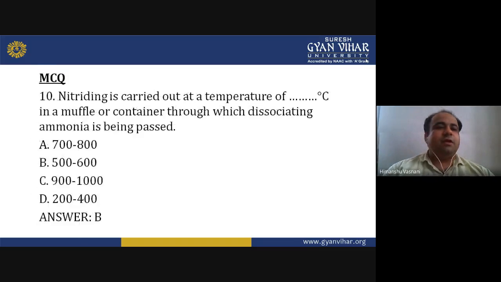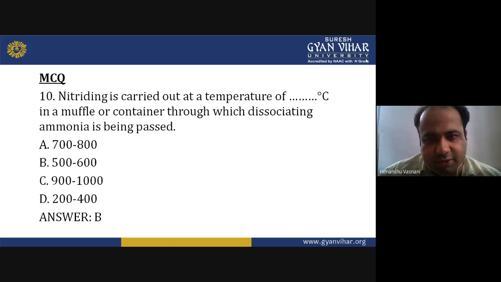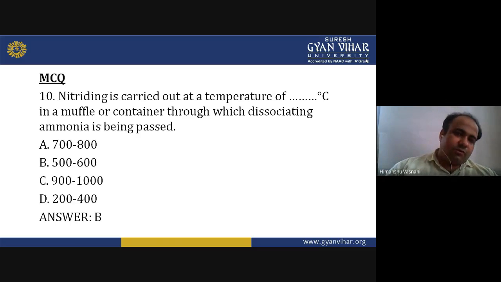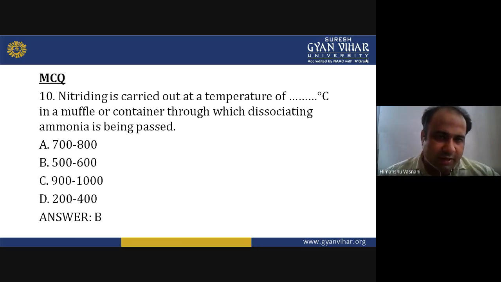Now, the last question for today. Nitriding is carried out at this much temperature in a muffle or container through which the dissociating ammonia is being passed. So, what is the temperature of carrying out this nitriding process, which usually is 500 to 700 degrees centigrade? This temperature is around 500 to 700 degrees centigrade. So, the answer is B. You can have the process of nitriding.